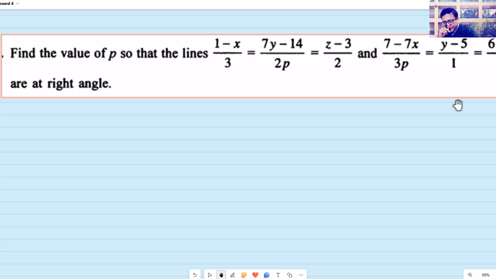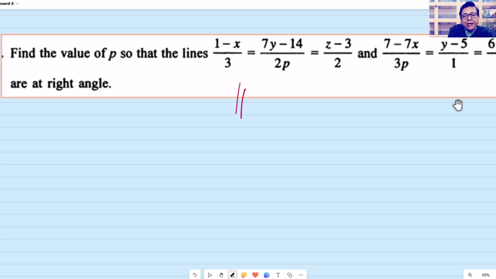Find the value of P so that the lines are at right angle. See the form of the line given here. Symmetrical form is not given. Again I have taken this example just to clarify that part. As soon as you see a problem of finding angle, please don't start that step. First you check whether it is given in symmetrical form or not. If it is, you go for finding the angle. If it is not, change into symmetrical and then go ahead.